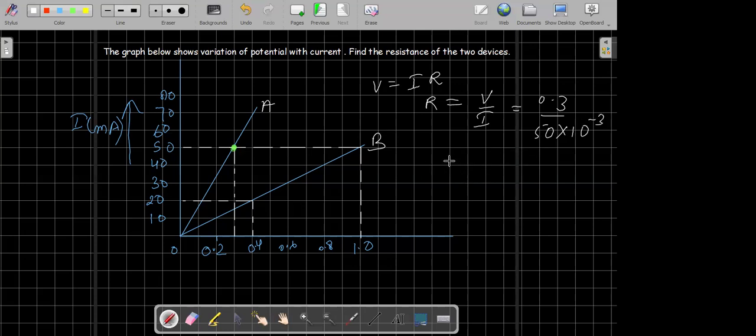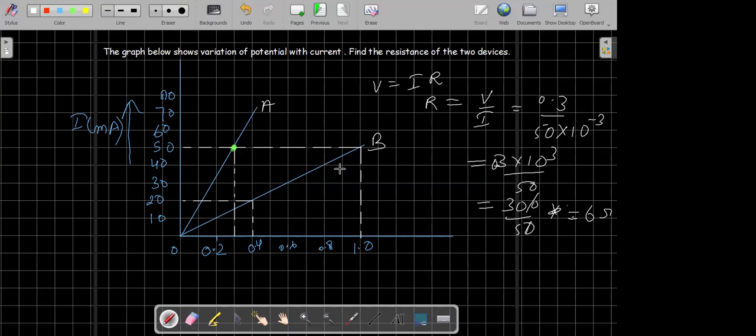Now, you can convert this. So this will be 0.3 over 50 multiplied by 10 to the power minus 3. So you can write it as 300 over 50. Oh, sorry, just 300. Here it's 0.3. So 0.3 multiplied by 10 to the power 3 makes it 300. 300 divided by 50, 6. So the resistance of this wire is 6 ohm.